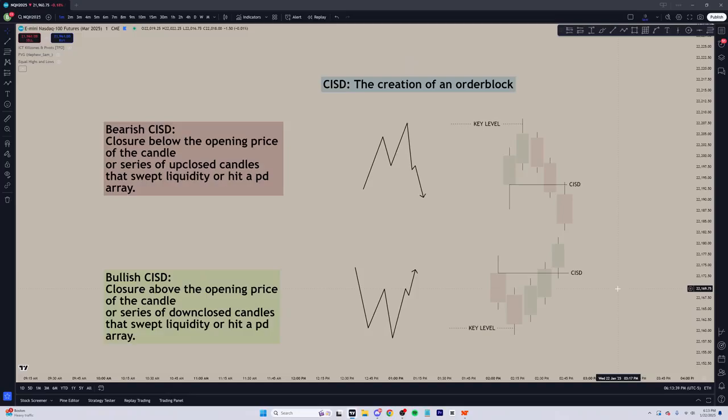Don't you target them as well, though? Not just... No, I never target an order block. No, I'm never targeting that. There's never a time where I'll target a CISD, no.